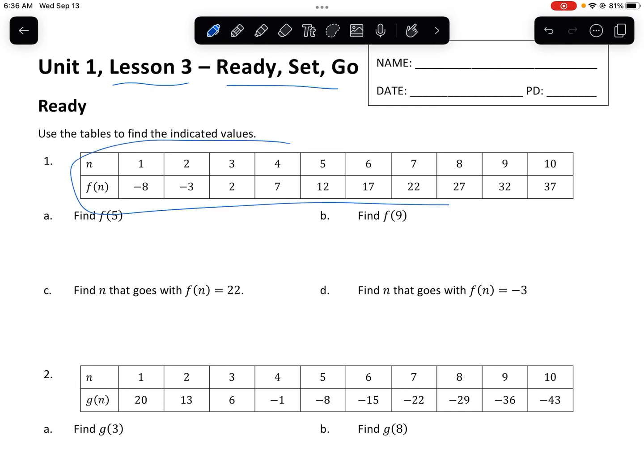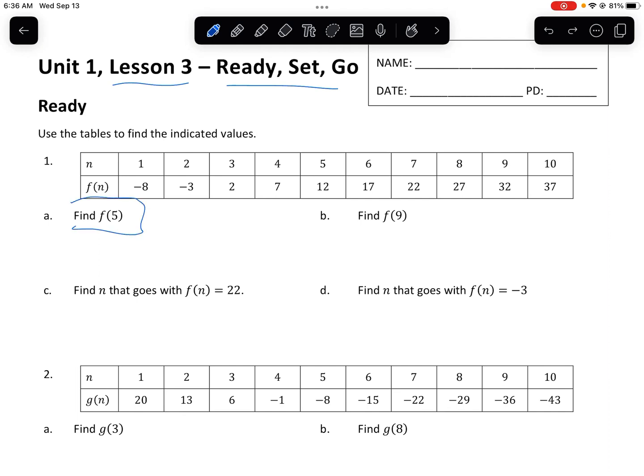You're given a table of values. These n are the inputs of the function. And you put it in the function, and f of n are the outputs. So you put 1 in the function, 8 comes out. You put 2 in the function, -3 comes out. You put 9 in the function, and 32 comes out. We don't know exactly how it works inside there, but these are the inputs and outputs.